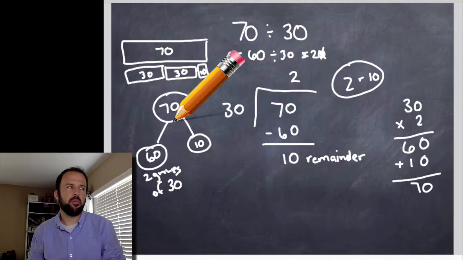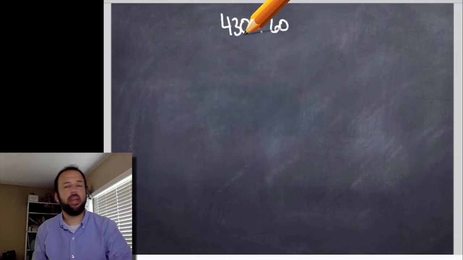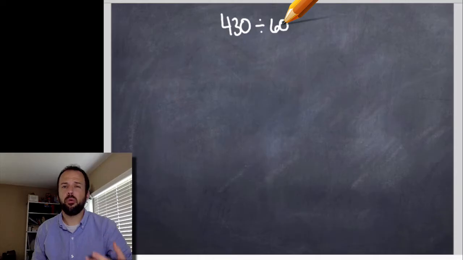Let's try out another example. For this one I have 430 and I'm dividing it by 60, okay? So what's the whole number? What are we dealing with here? Right, 430, and what's our divisor? What are we dividing it into? Right, 60. We're trying to find multiples of 60. How many multiples of 60 are there in the number 430?